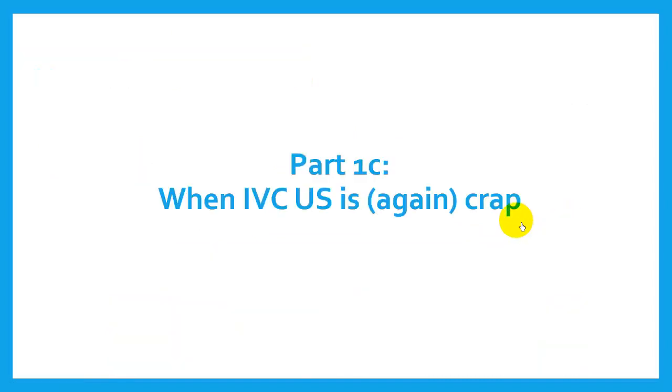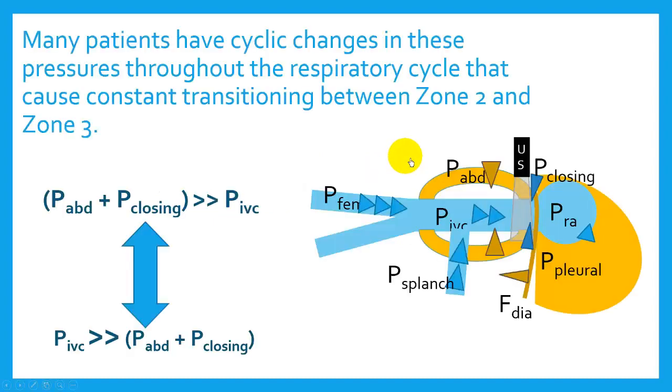So we're going to round out this part of the talk with, again, revisiting why the IVC ultrasound is crap in a lot of our ICU patients. And this is why, because many patients have cyclic changes in these pressures throughout the respiratory cycle. So they're constantly transitioning between zone 2 and zone 3 physiology. And again, without knowing what the actual intra-abdominal pressure is, the IVC pressure, without knowing pleural or right atrial pressures, femoral pressures at any given time, we don't necessarily know why the IVC is behaving the way it is. And they're constantly flipping back and forth between a condition where the abdominal and closing pressure are slightly higher than the IVC, or back to where the IVC is slightly higher than the abdominal and closing pressure.